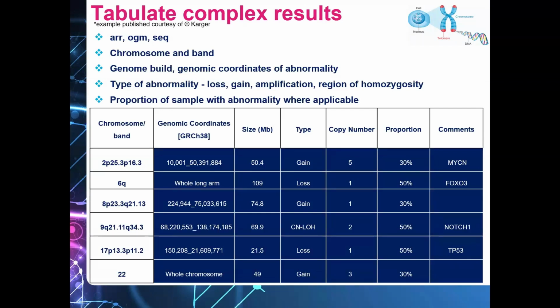We are suggesting that you should put the chromosome in, the band, the genome build, the genome coordinates, the abnormality, the type of abnormality, whether it's loss, gain, amplification, region of homozygosity, and the proportion of the sample with the abnormality where applicable. And of course, in the comments, if there is a specific gene that is involved, you can put it in. Obviously, if there's 91 genes, for example, you're not going to list all of them. There may be some that are more clinically significant that you might want to list, but the advice is not for you to look at the whole lot.